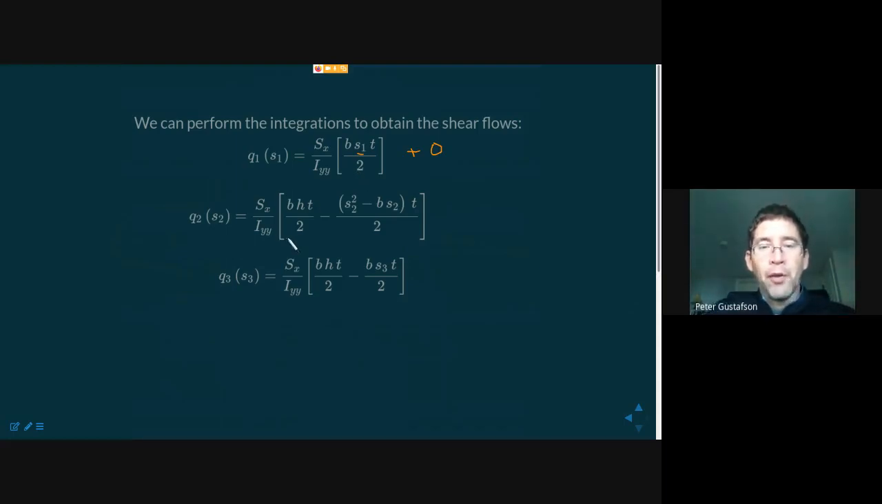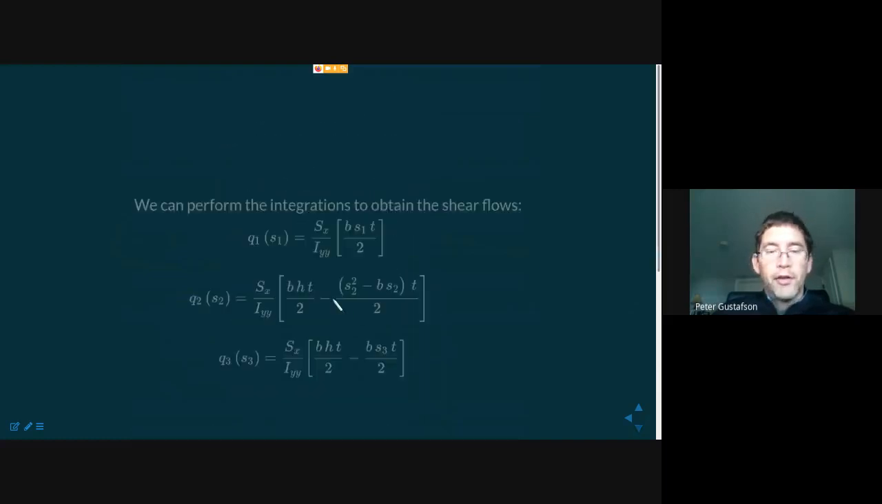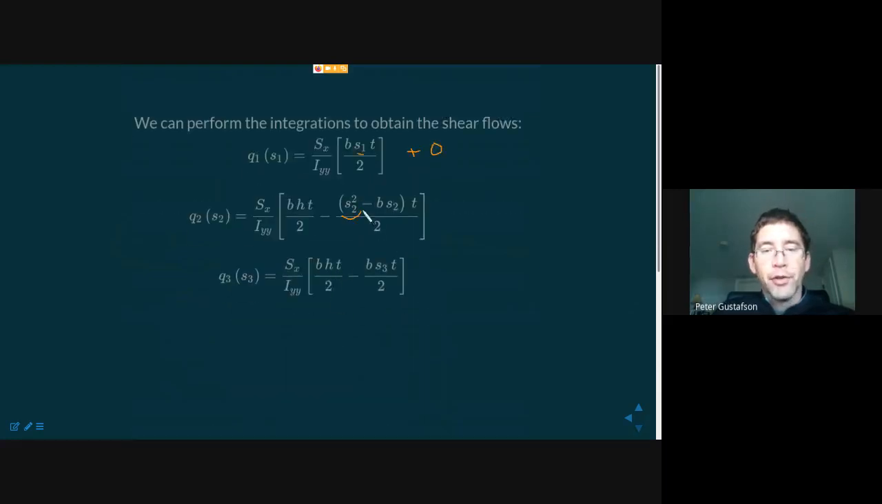The second integration, it was already linear, right? It was linear with respect to S2. So it becomes quadratic with respect to S2. So you get this S2 squared minus, so it's a quadratic minus a linear term. We also, by the way, have a boundary condition baked into this. That boundary condition manifests itself as Q1 at S1 equals H. So we apply H here, and we're getting a BHT over 2. That boundary condition lives here.